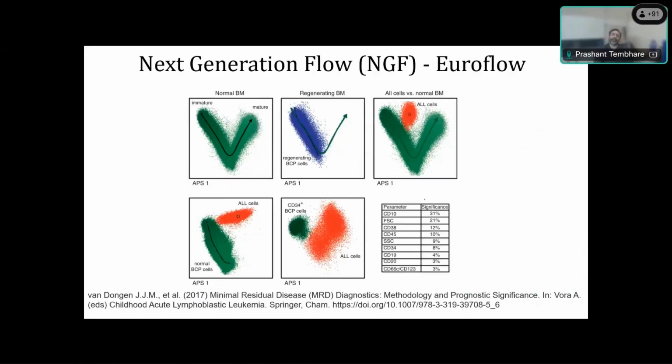Now, another method I already mentioned, which is followed in Europe, the Euroflow, is the next generation flow, which they use called the APC, and by using a particular software, InfinicytX software, where they combine all these parameters, based on the APS technology, and using the software, all markers form, normal cells form one cluster like a green cluster, and abnormal cells form the abnormal cluster. So this is based on the principal component analysis.